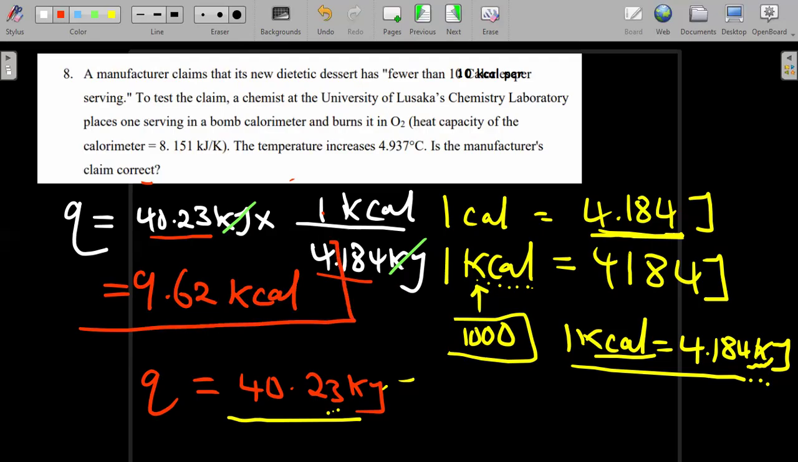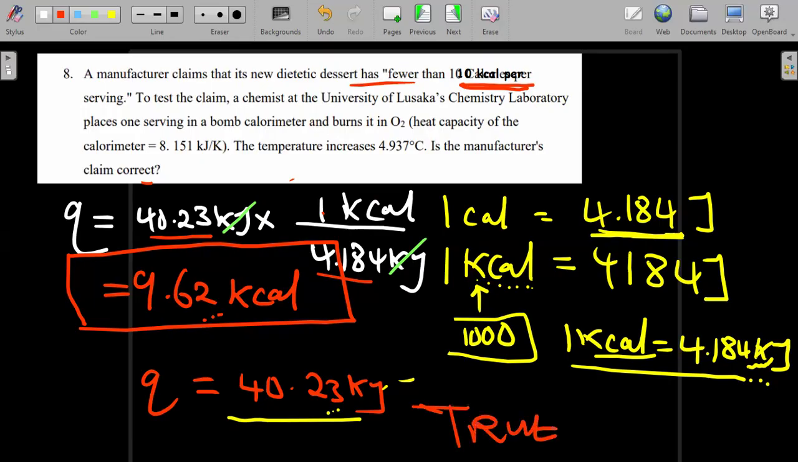So we see that the energy we get from this new dietetic dessert is 9.62 kilocalories. When we compare it to the 10 that we had there, we see that this 10 is bigger than the 9.62. Meaning their claim that it is fewer than 10 is actually true. So we're going to say the claim is true. All right, that's how we can solve question 8. We are done with question 8. We can now go to question 9.